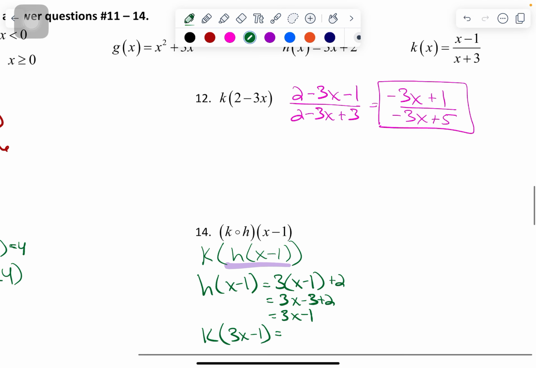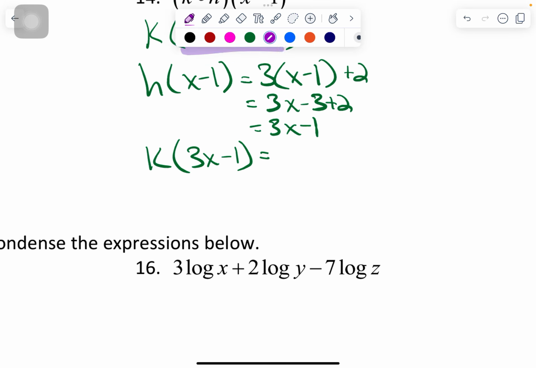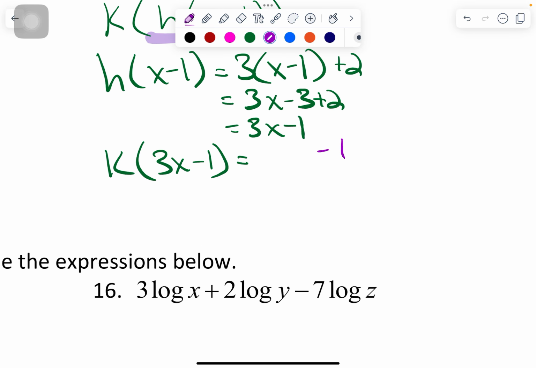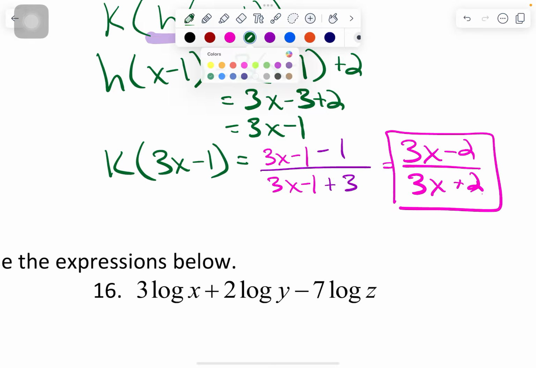And so let's see the k function. All right, so this is my fabulous fraction here. So x minus 1, x plus 3. X minus 1, x plus 3. And each of those x's gets replaced with 3x minus 1. And I'm going to simplify. So let's see what we got here. So 3x minus 1 minus 1 would be 3x minus 2. And then 3x minus 1 plus 3 would be 3x plus 2. Nope, no idea what x is. Not going to worry about it.